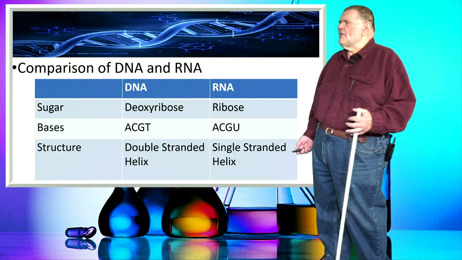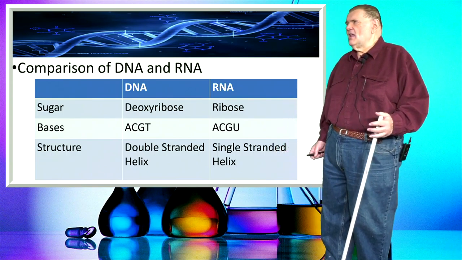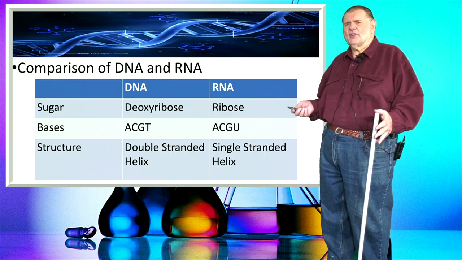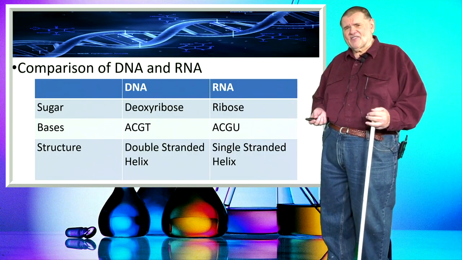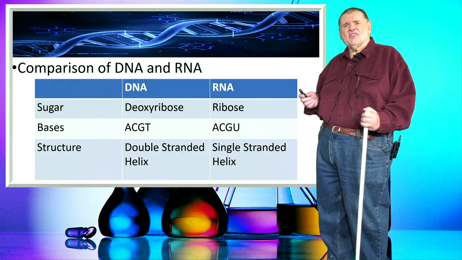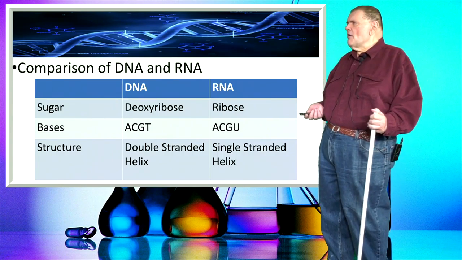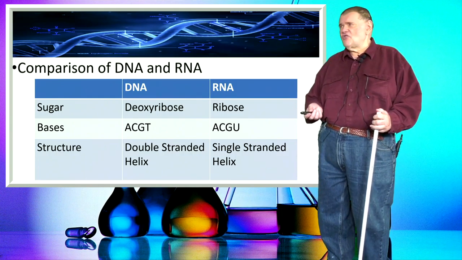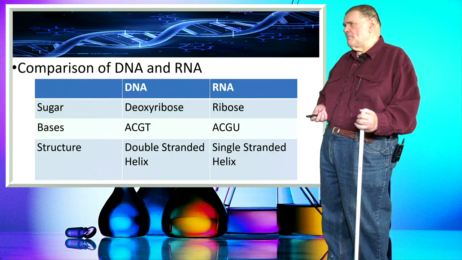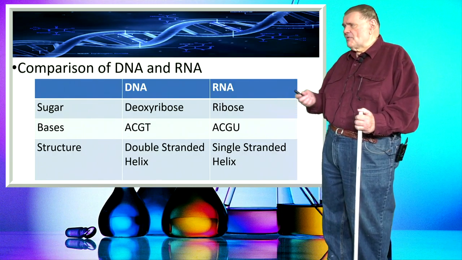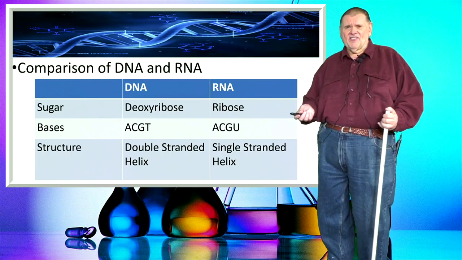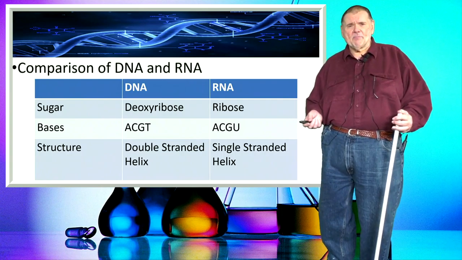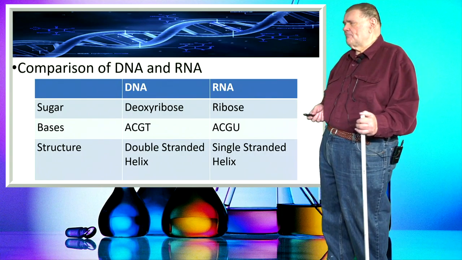Here we see a comparison of DNA and RNA. DNA stands for deoxyribose nucleic acid. So the sugar for DNA is deoxyribose. But for RNA, it's ribose. It just means that the ribose has one more oxygen than the deoxyribose. The bases, as we just went over, DNA is ACGT, whereas RNA is ACGU. Thymine is replaced by uracil.